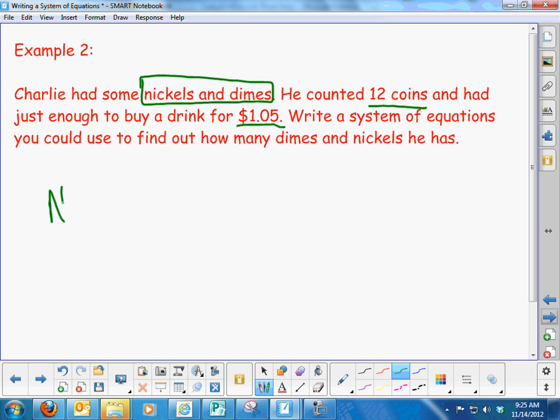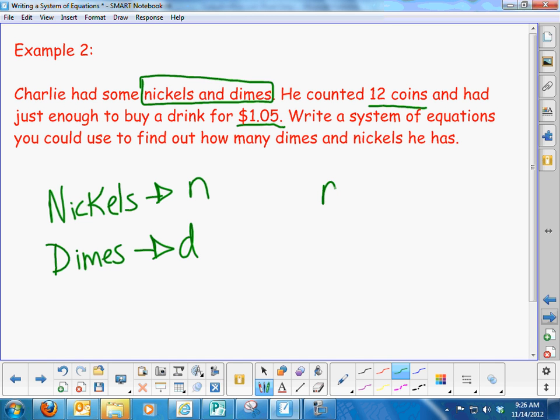So we know we have nickels, and we know we have dimes. And I'm going to make this really easy. For nickels, we're going to use lowercase n. And for dimes, I'm going to make my variable lowercase d. So I know that he has nickels and dimes, and I know that he has a total of 12 coins. So I'm going to go ahead and write that first equation because that one's easy. He's got nickels, plus dimes, and he has a total of 12 coins.